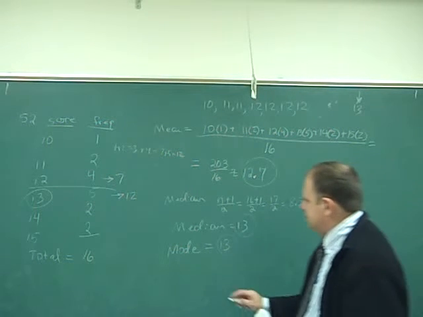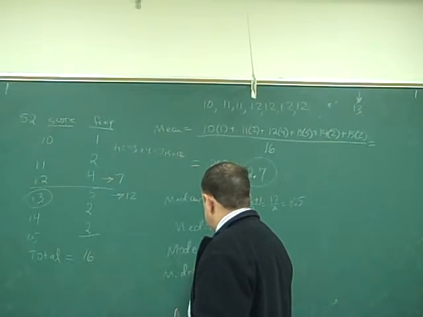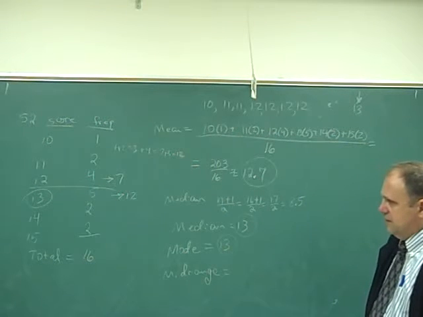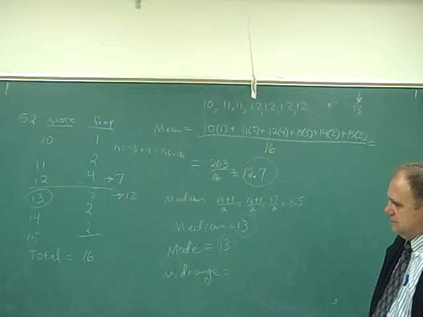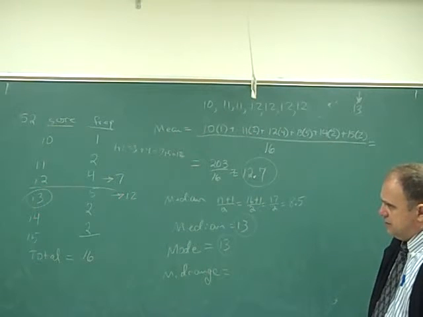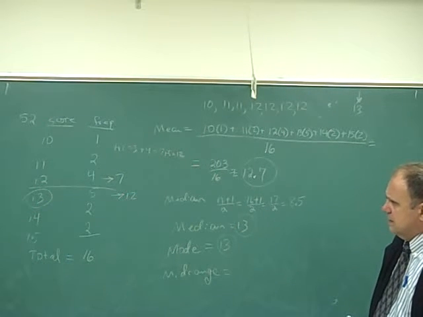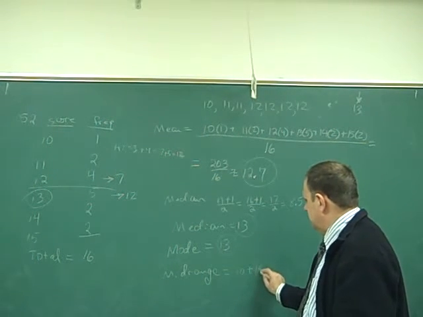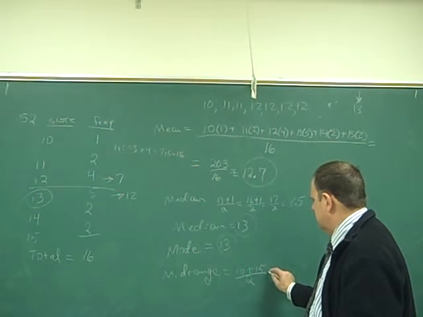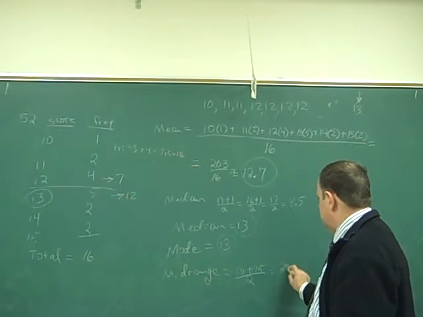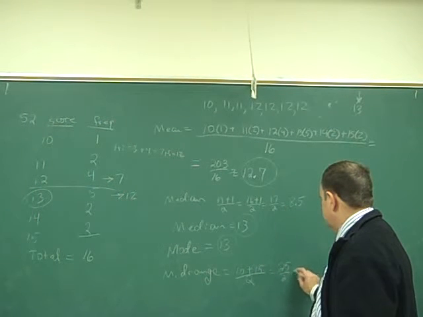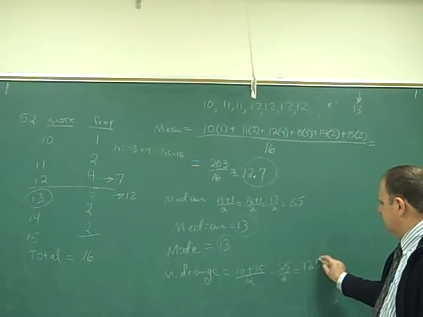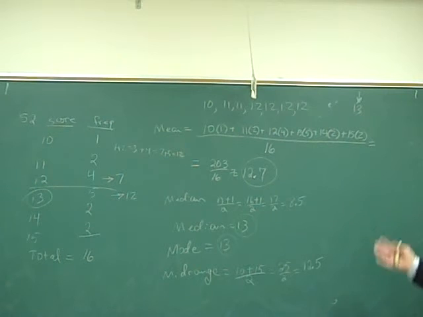And our mid-range. Okay, well, what's our mid-range? Well, let's see. What are we looking at? The small number 10, right? And the large number 15. And we divide that by 2, right? So that's going to be 25 divided by 2. Okay? So that would be 12.5. And there we go, it's 13 again.